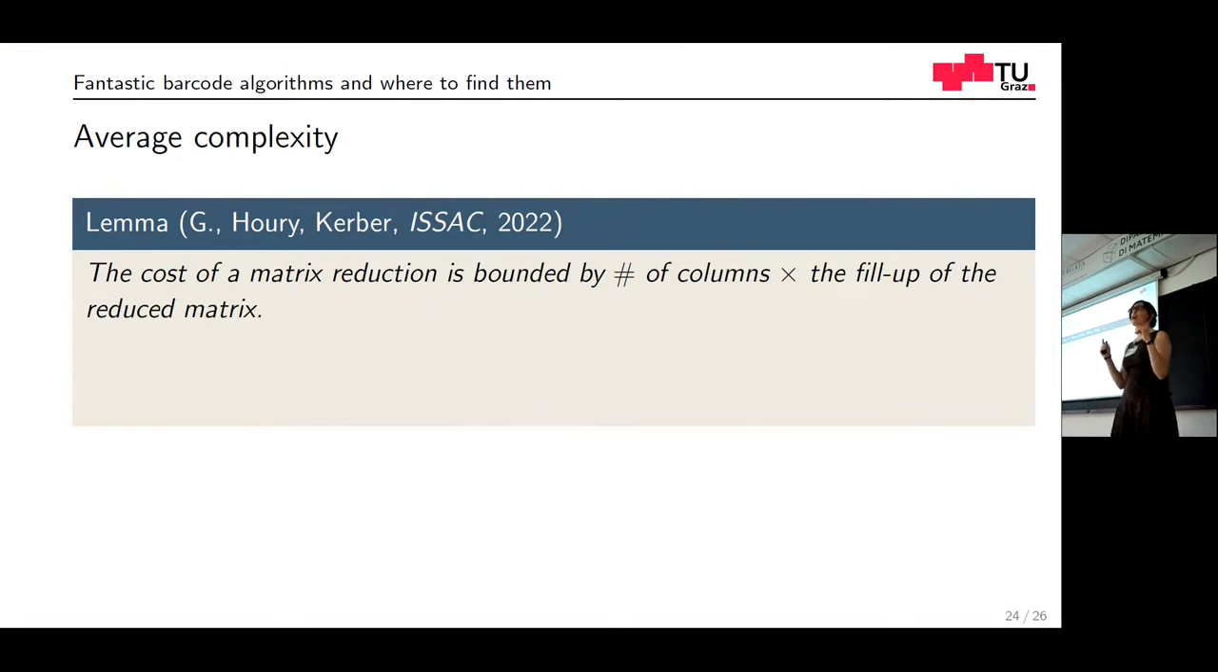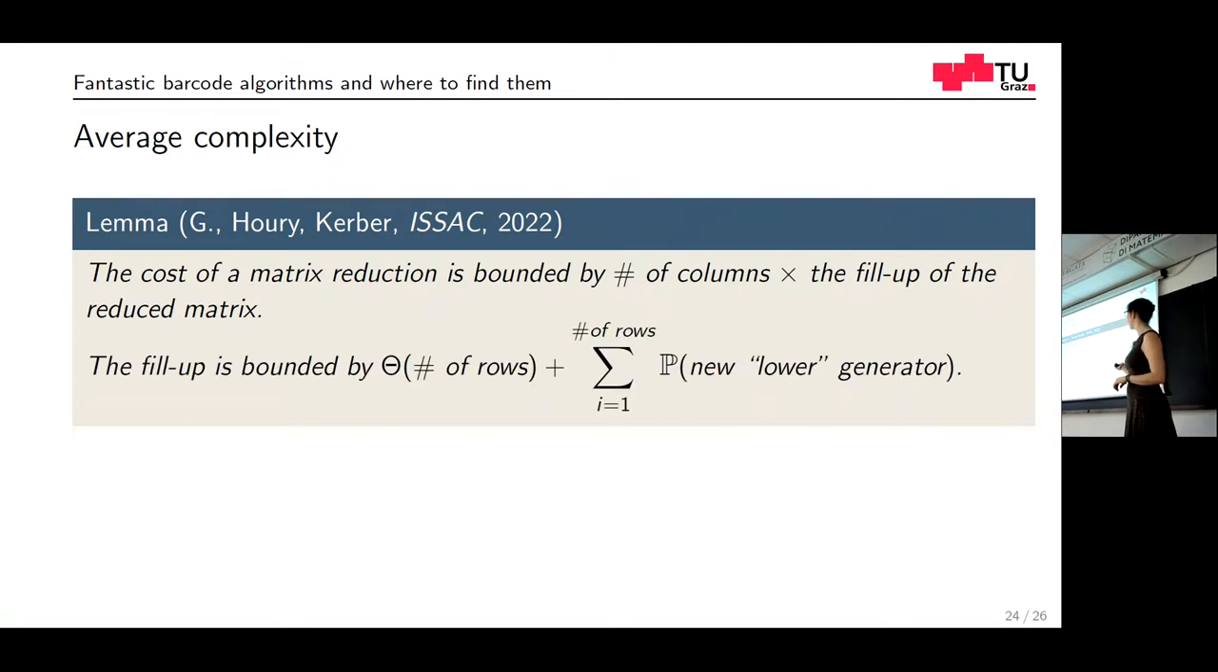But the fill-up is how many non-zero entries I have, and I know that I have two types of columns. The ones that have precisely three elements in case of the boundary matrix, because I never change them. Or the ones with a critical pivot. The critical pivot, let's say it is in row P, and the column cannot have more than P elements. So if I know that all the critical pivots are very high, so they have a very small number, then I can bound the fill-up. And this is exactly what I'm going to do.